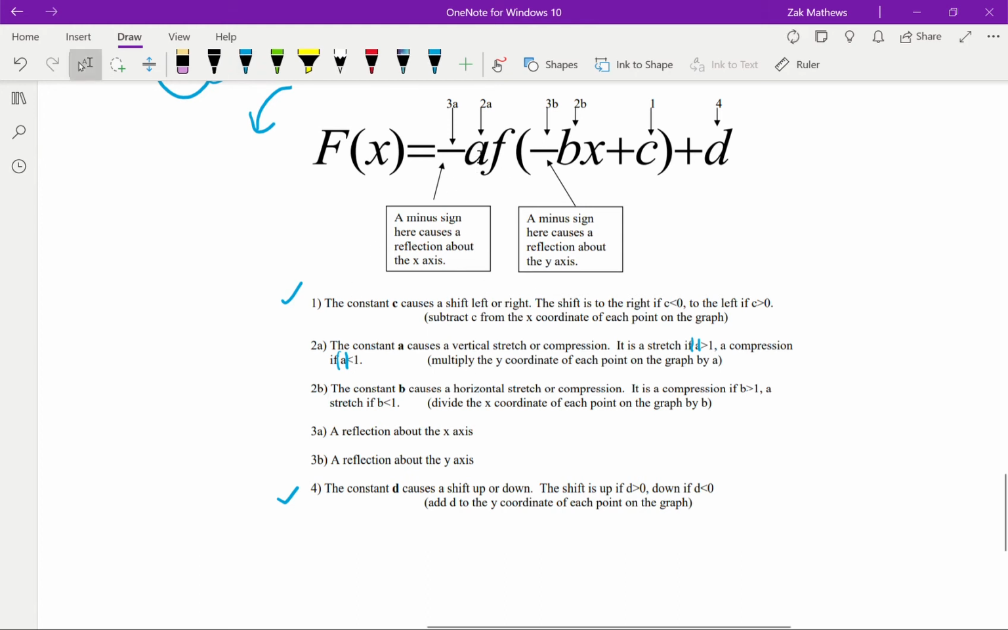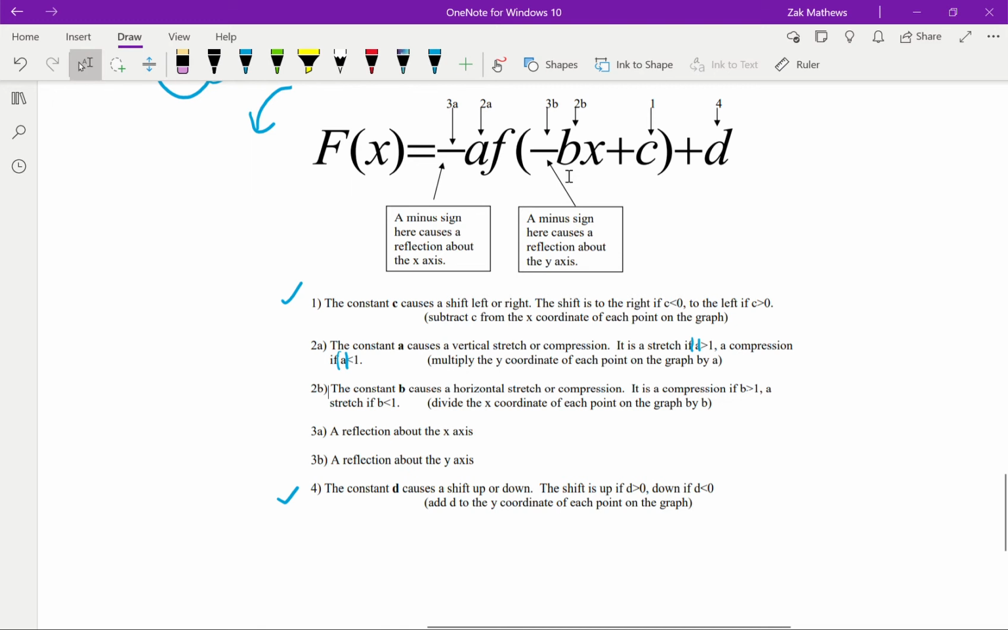So look at the number and ignore its sign. If that a is greater than 1, so -5 or 6 or 18, that is a stretch. It's making it bigger. If it's 1/3, 1/2, 2/8, 9/74, those are all things that are going to cause a compression that's going to shrink it down. You may also see a compression called a shrink.